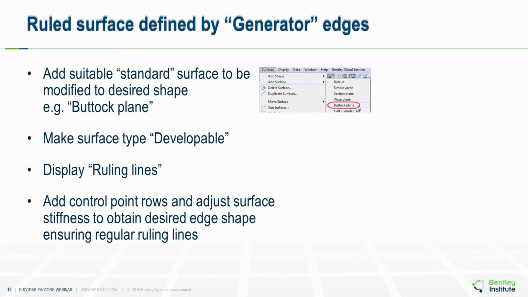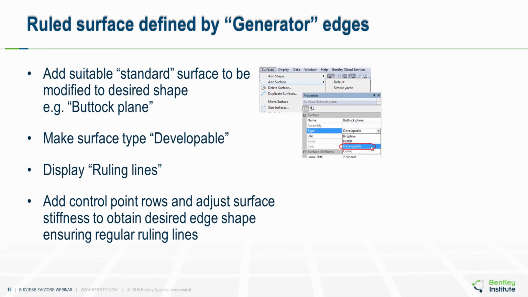So within MAXSURF, the ruled surface is defined by generator edges, and these are normally the longitudinal edges, but they could also be transversal vertical edges depending on the shape that's required. So I'll just outline the steps that are required, and then I'll show you in the application itself. The first thing to do is to add one of the standard surfaces that we'll modify to produce the shape we're after, and in this case a buttock plane is quite a suitable one.